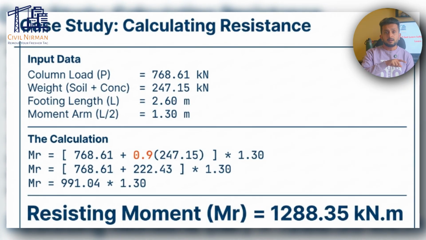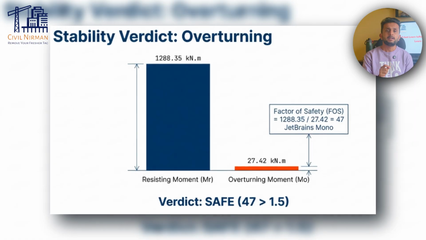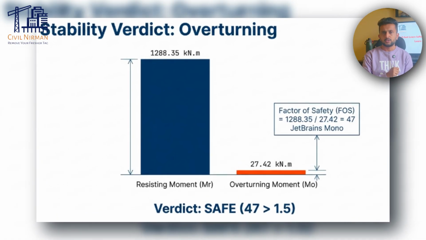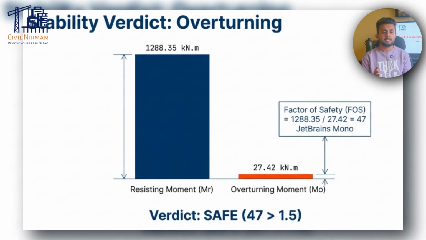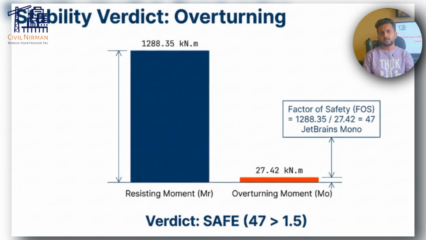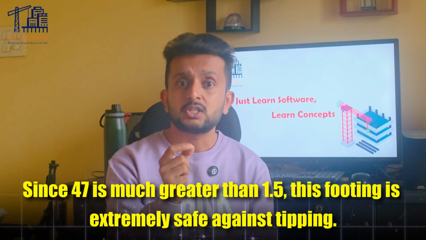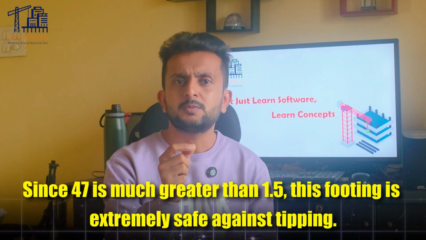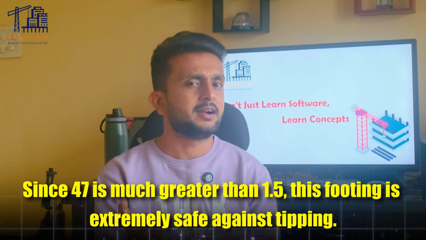Now compare this to your overturning moment MZ. In our sample sheet, the applied moment was 27.42 kilonewton meter. Now we will calculate the factor of safety. Based on this particular calculation, we are getting 1288.35. We will divide that by 27.42. So ultimately we are getting the value as 47. Since 47 is much greater than 1.5, this footing is extremely safe against tipping.